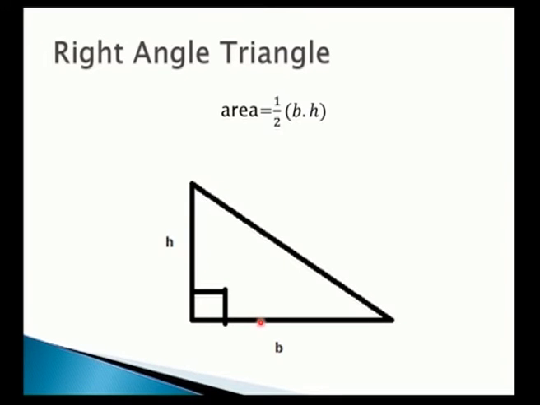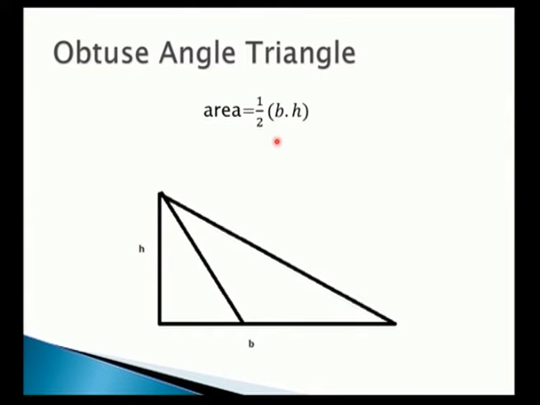For this right angle triangle, the Pythagoras theorem can be applied, which says that the sum of squares of any two sides is equal to the square of the other side. This theorem is applicable to this right angle triangle. The area of this right angle triangle is obtained by the formula half into base into h.